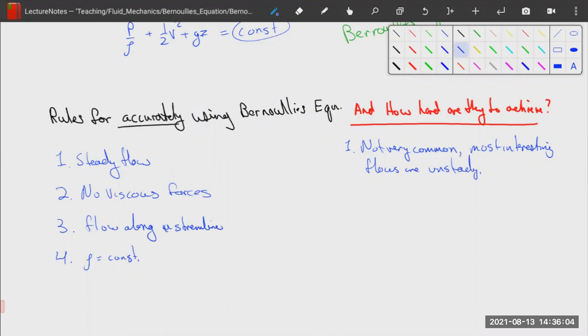So if you think about flow around a car, even at slow speeds, like 5-10 miles an hour, if you look at the flow around a car, it's going to be unsteady, right? So most interesting flows are unsteady. And that's because for most interesting flows, the Reynolds number is high enough that it is unsteady. Two, no viscous forces. Well, we're not working with liquid helium.